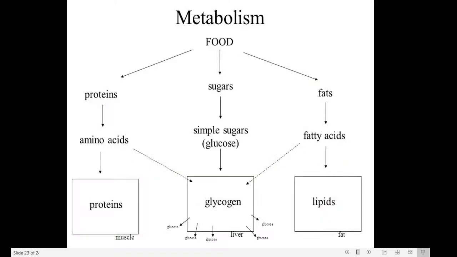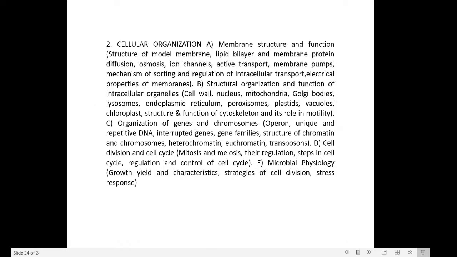These are all the overall outcome of food metabolism. Food contains protein, sugar and fat, which are utilized by the enzymes present in human cells or living cells, and are converted into energy.